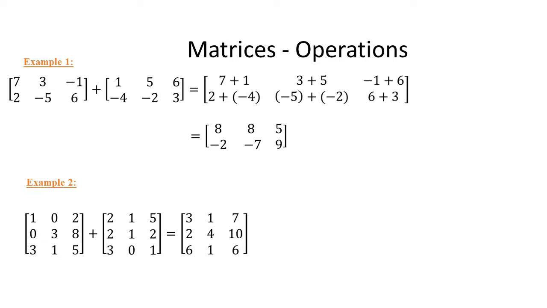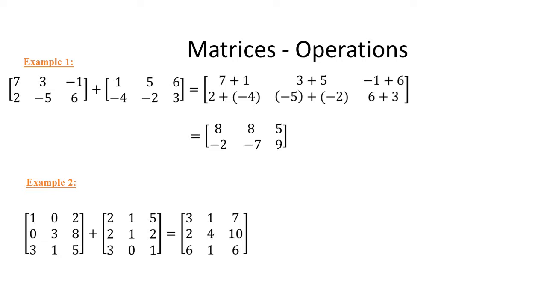1 plus 2 is 3, 0 plus 1 is 1, 2 plus 5 is 7, 0 plus 2 is 2, 3 plus 1 is 4, 8 plus 2 is 10, 3 plus 3 is 6, 1 plus 0 is 1, 5 plus 1, 6. So we get the answer 3, 1, 7, 2, 4, 10, 6, 1, 6.